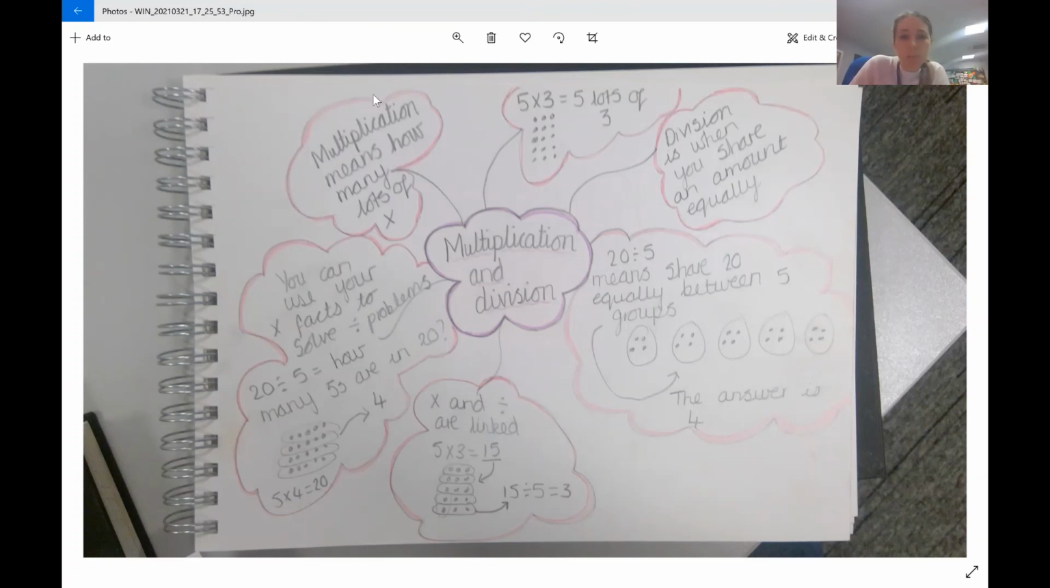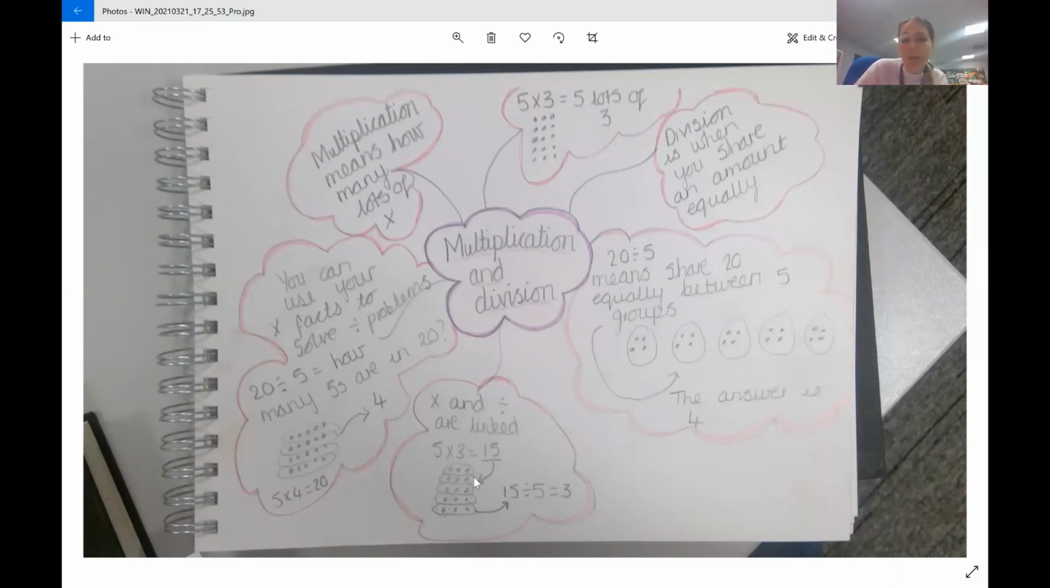So I broke down what multiplication means because that was important to me to try and remember and explain what that means. And I gave an example and showed it in an array. You might want to explain how you can use your counting in steps to work out multiplication facts. Then I wrote out what division meant, and I gave an example of how I might do that. Again, you might want to think about how you can explain how you can use your counting up to find out the answer. I explained how multiplication and division are linked.